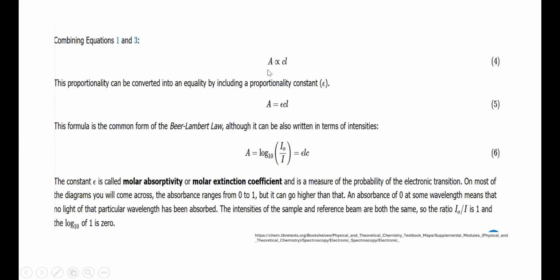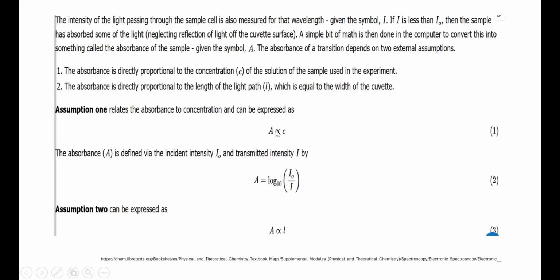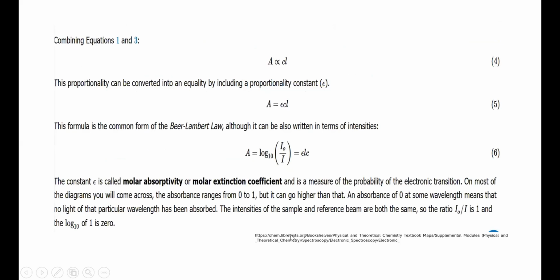So ultimately, if you combine these two equations, that is, absorbance is proportional to concentration and absorbance is proportional to path length, together absorbance is controlled by two factors, concentration and path length. So A is proportional to C and L. Now, this proportionality sign I want to rule out and convert into an equal sign. So A is equal to CL. That is not possible. There has to be some proportionality constant.